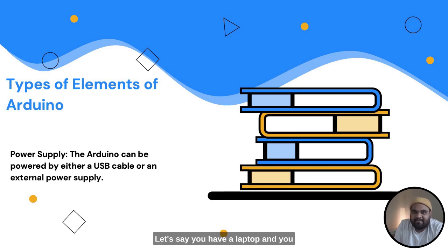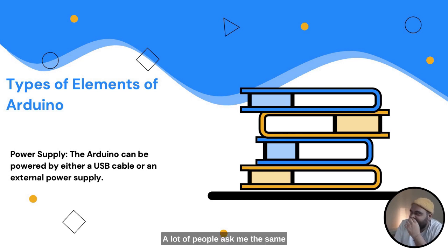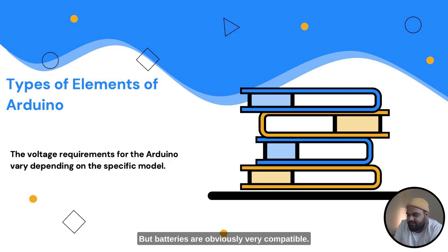Okay, let's say you have a laptop and you want to power your Arduino using your laptop. Then you can use a USB power supply. But in case you don't want to keep your laptop connected to the Arduino all the time, you can use an external power. Now, a lot of people ask me if we can use a battery. Of course, external power means battery, okay? You can also use a power plug, which can go into the plug point, but batteries are obviously very compatible.